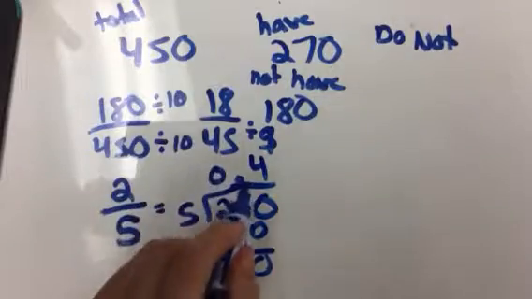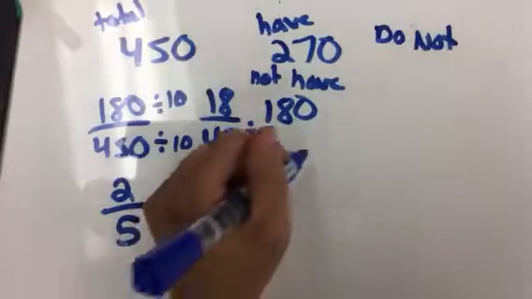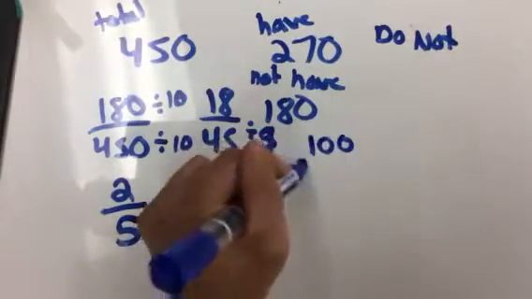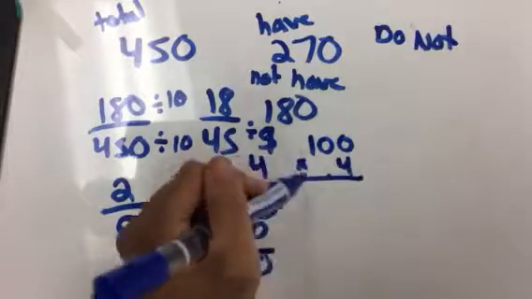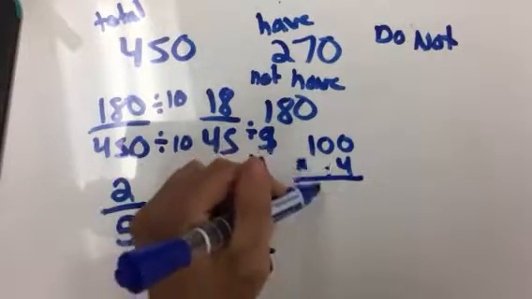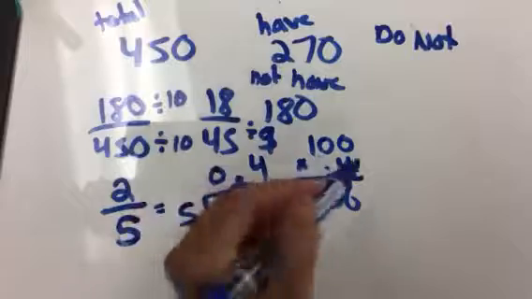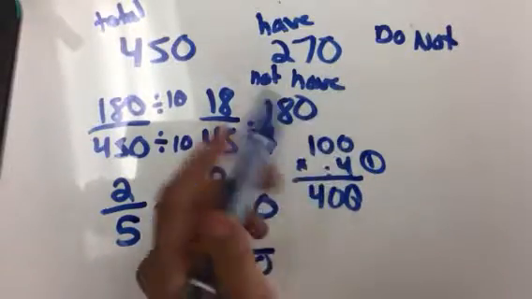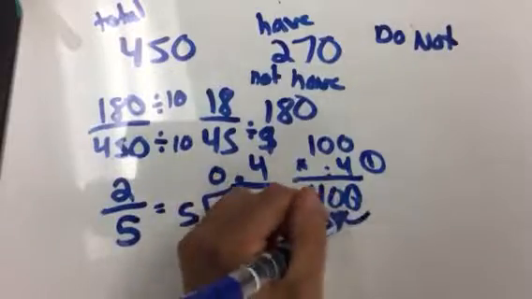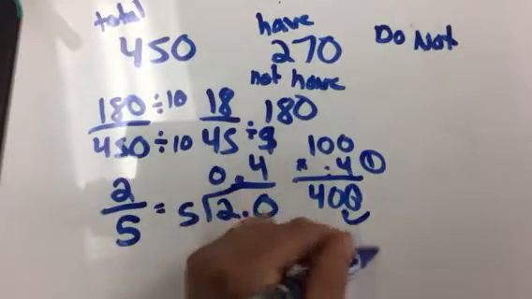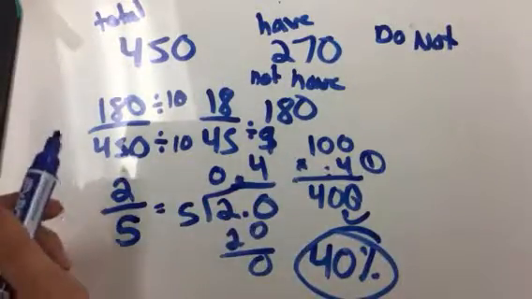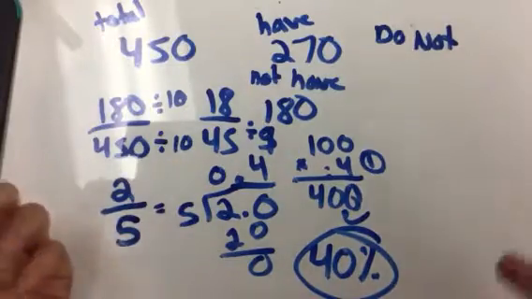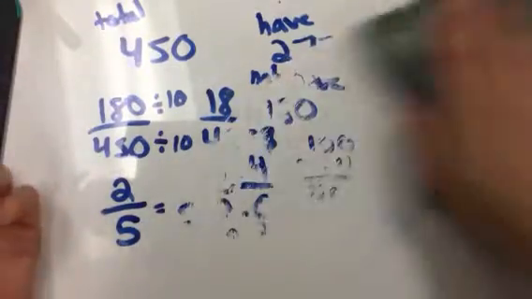And then change from decimal to percent. All I need to do is multiply by 100 and then move it two places to the right. And that's how I should get 40% as my answer. That's one way to do it.